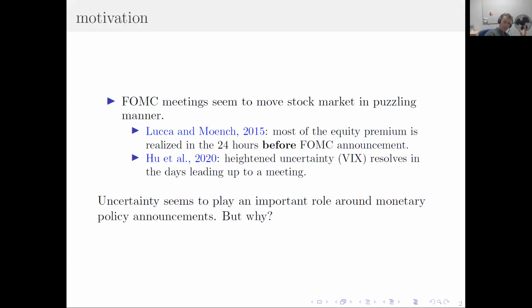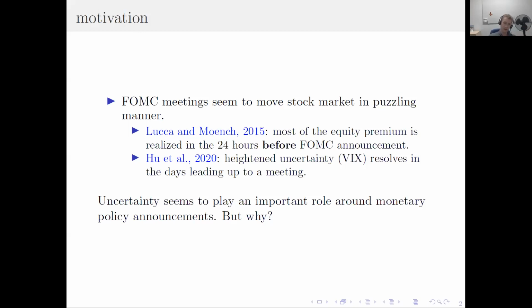To briefly motivate what we're looking at, it has been established in the literature that FOMC meetings seem to move the stock market in seemingly puzzling manners. For example, Lucca and Moench in 2015 have shown that a large fraction of the equity premium is realized in a narrow 24-hour window before FOMC announcements. And they also show that this period is not really of any unusually high risk.